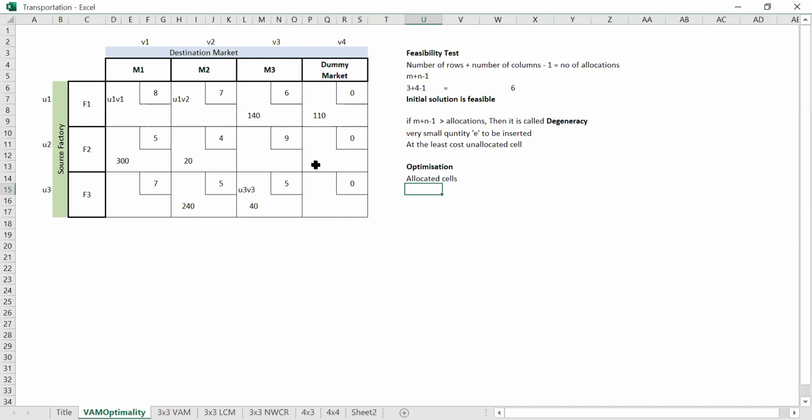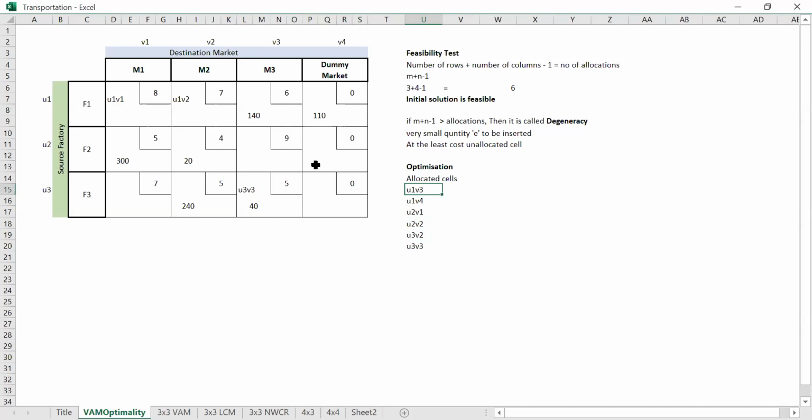So we have allocations in U1, V3, U1, V4, U2, V1, U2, V2, U3, V2, U3, V3. So you have to carefully note down these.